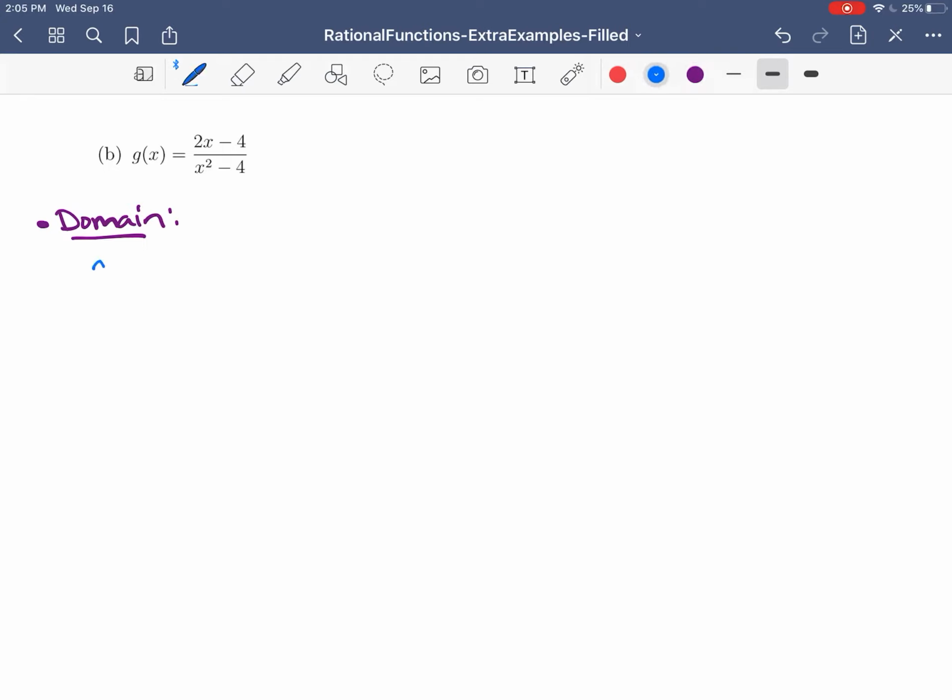Okay, so we cannot have x squared minus 4 equal to 0. So that's x plus 2 times x minus 2 cannot be 0. So that is 0 when x is plus or minus 2. So that means that x cannot be plus or minus 2. So that's our domain.